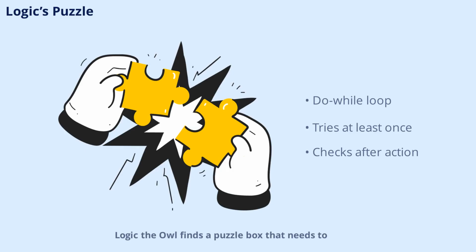Logic the owl finds a puzzle box that needs to be solved at least once before checking if it's correct. He uses a do-while loop. He tries a solution, then checks if it works. If not, he tries again. This is a great example of a do-while loop in action. Always tries at least once.